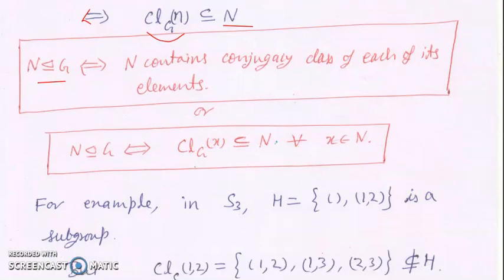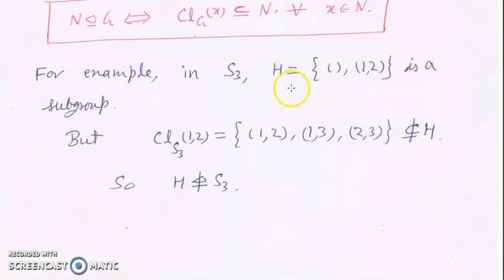Let us understand it by example. Suppose I take the group S3 and take a subgroup H to be {identity, (1 2)}. Now I take one element, identity, and its conjugacy class is identity itself, it is contained in H, no problem. Take another element (1 2) and the conjugacy class of (1 2) has three elements (1 2), (1 3), (2 3) which are not contained in H. So it means H is not a normal subgroup.